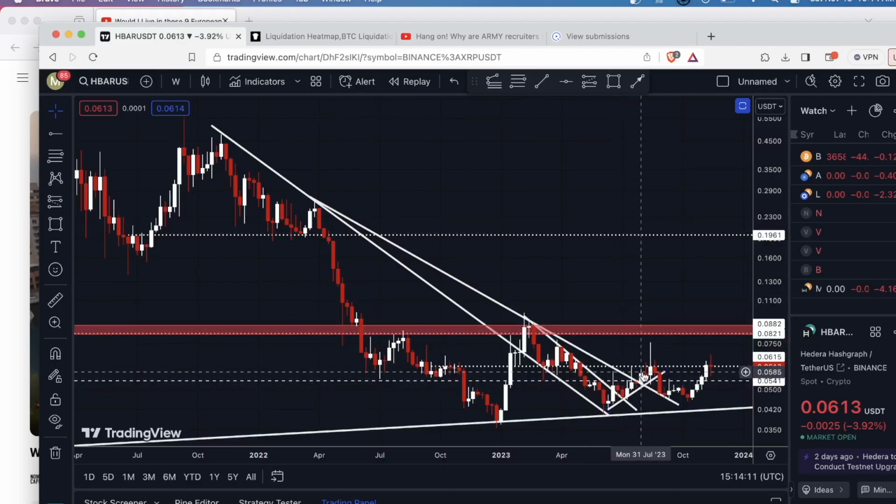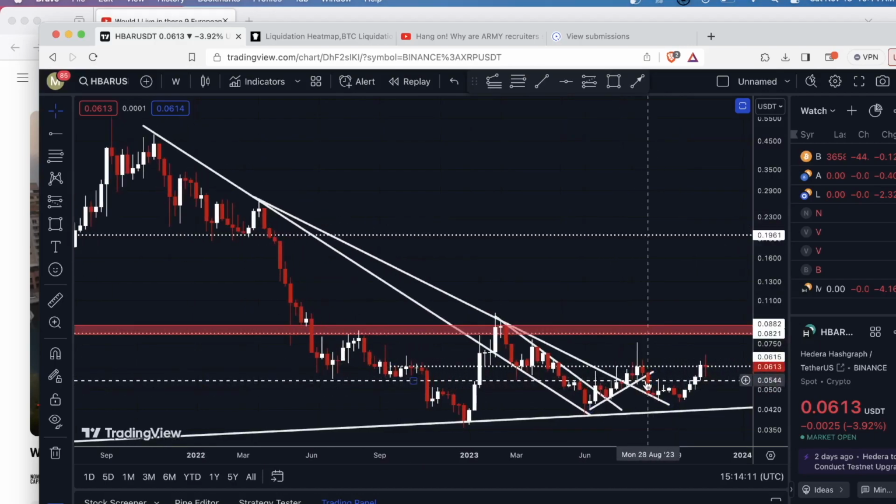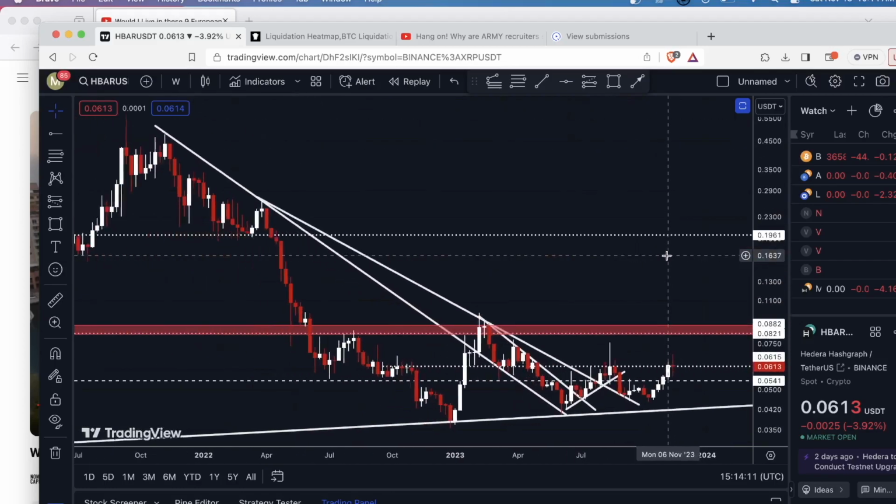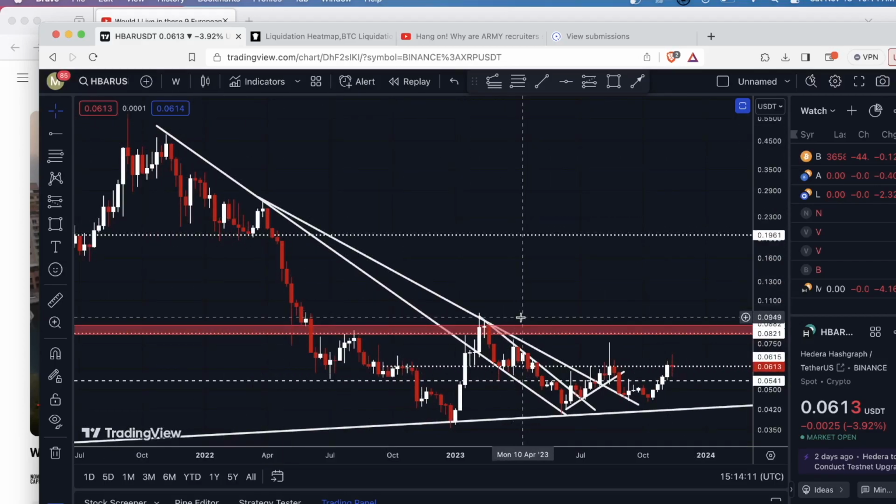Okay, so now that we've broken out of it, we came back for the retest. So you see right here, this level held as a support. So we went from a resistance to a support, and now we're on our way back up. So we have cleared both of these downsloping level of resistances. So this is a really good sign.